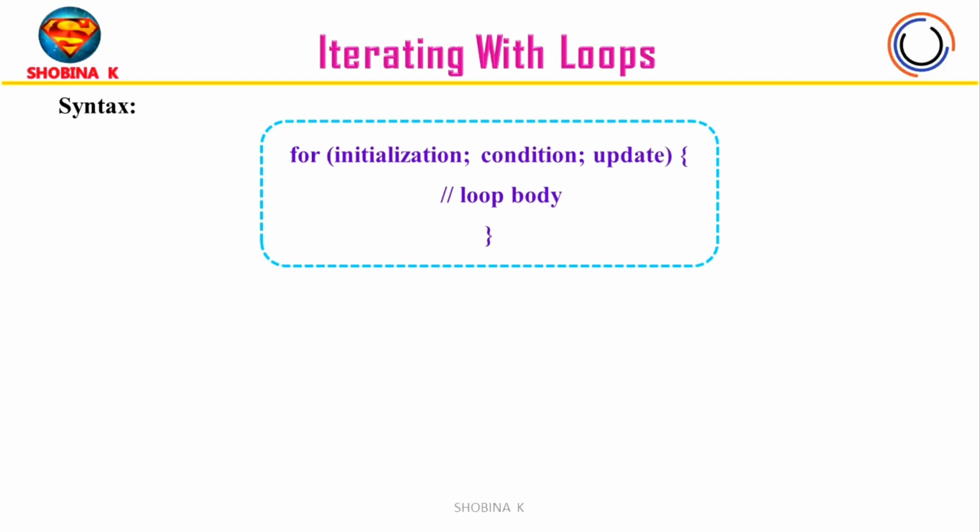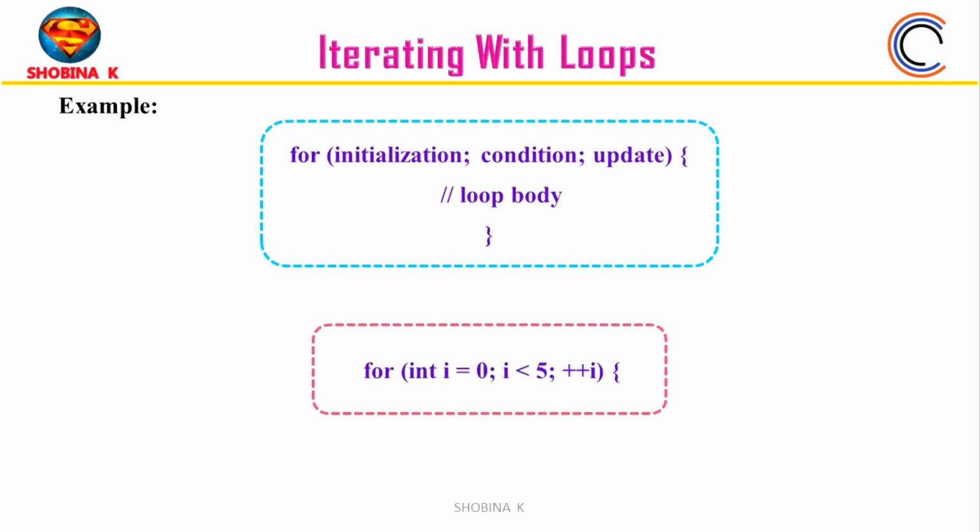Initialization. This part is where you initialize a variable before entering the loop. Condition is the test condition. When it is true, it allows the loop to continue. Update is the operation that is performed after each iteration of the loop. The loop body contains the statement to be executed inside the loop.